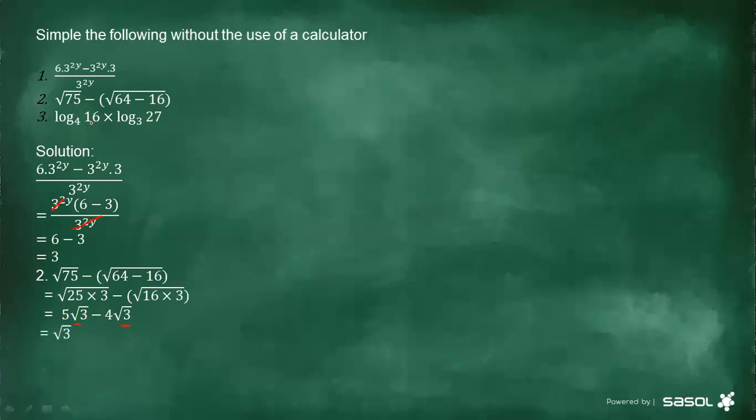And then log, let's see how you go about log. Then we're going to say this 16 is going to be 4 to the power of 2. 27 is going to be 3 to the power of 3. Then the second step, remember, there is a law that tells you that you should bring this 2 to this side, bring this 3 to the other side. Then log 4 base 4 is 1, log 3 base 3 is 1. So this one is going to be 1, this one is going to be 1. Then 2 times 3 is 6.